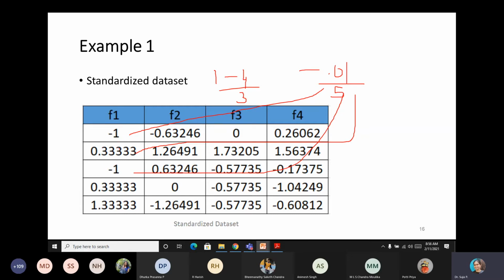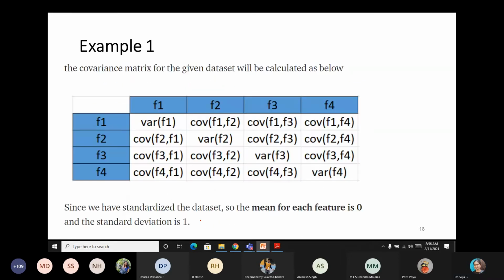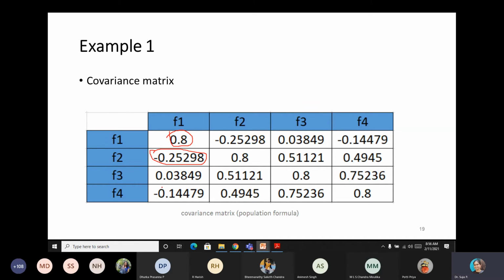Similarly, this value, xi minus x bar into this value. Similarly, this minus 1 minus this x bar into this value, that you have to do, and then sum up and divide by 5. This value minus 0.25298. Likewise, you have to do for all the features, and you can fill the table like this. Here the population formula is used.